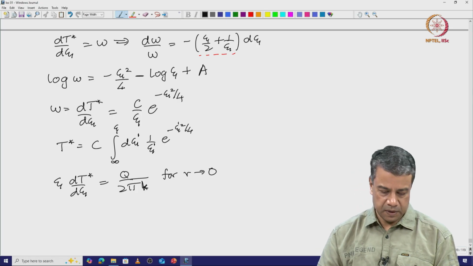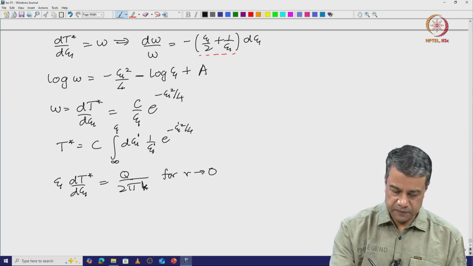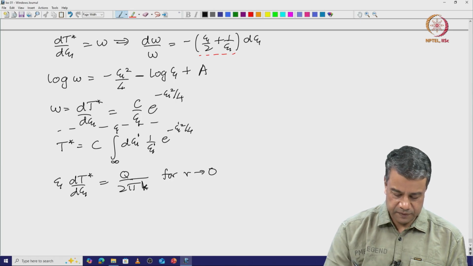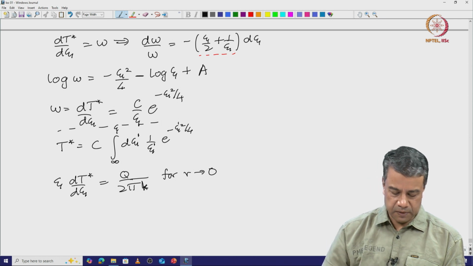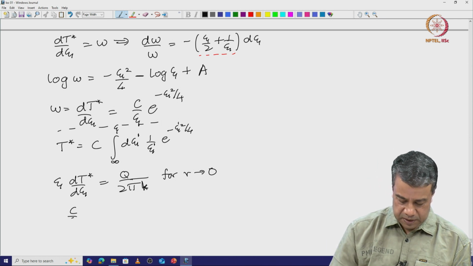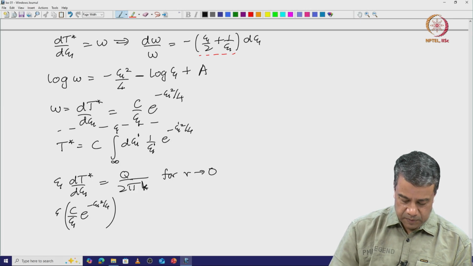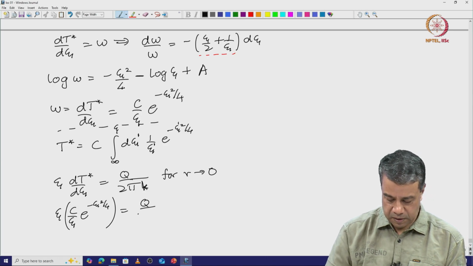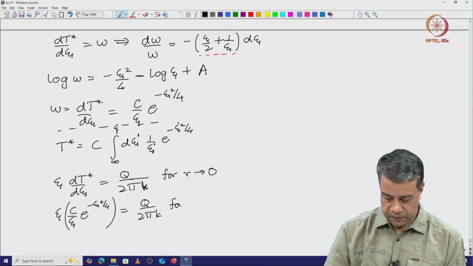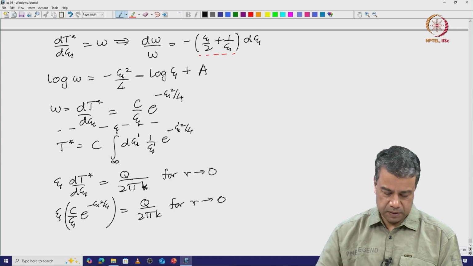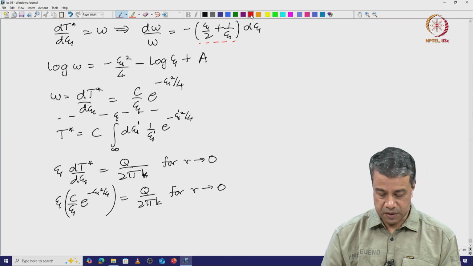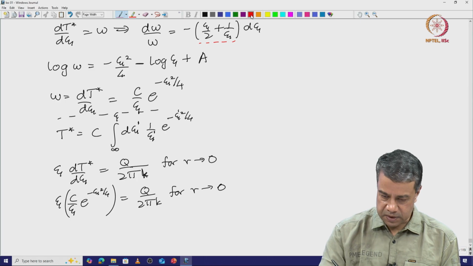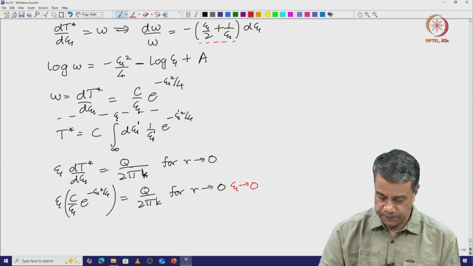We have the expression for dt star by d psi over here: dt star by d psi is equal to c by psi e power minus psi square by 4. That whole thing multiplied by psi is equal to q by 2 pi k for r going to 0. And you can see this is basically r going to 0, which corresponds to psi going to 0.